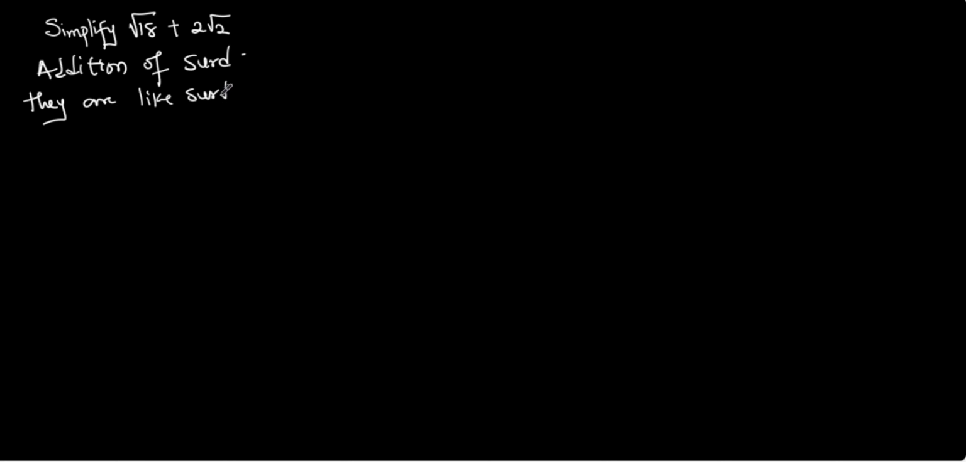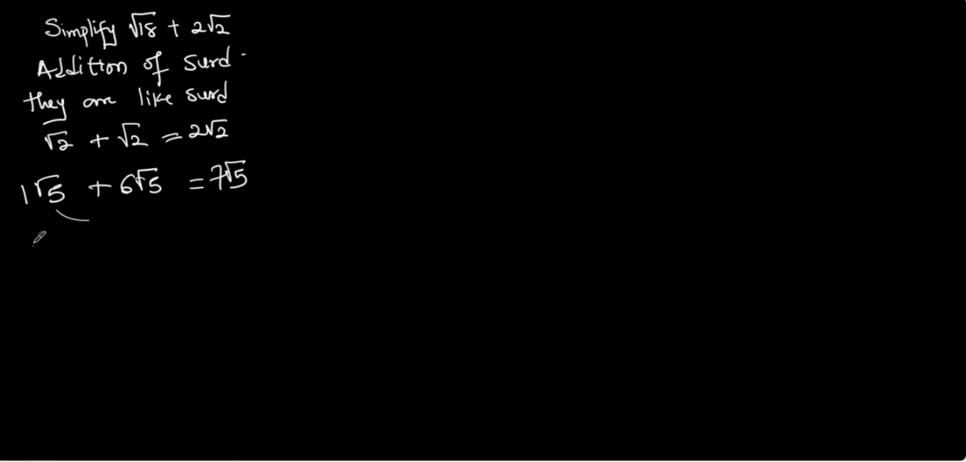Now, they are like Surds if they have exactly the same number in the roots. So, for example, if I have root 2, I can only add another root 2. So that's 1 root 2 plus 2 root 2 will now give me 3 root 2. If I have root 5, for example, plus 6 root 5, now I can go ahead to add. This is 1 root 5 plus 6 root 5. That will give me 7 root 5. So I can only add because they are like Surds.